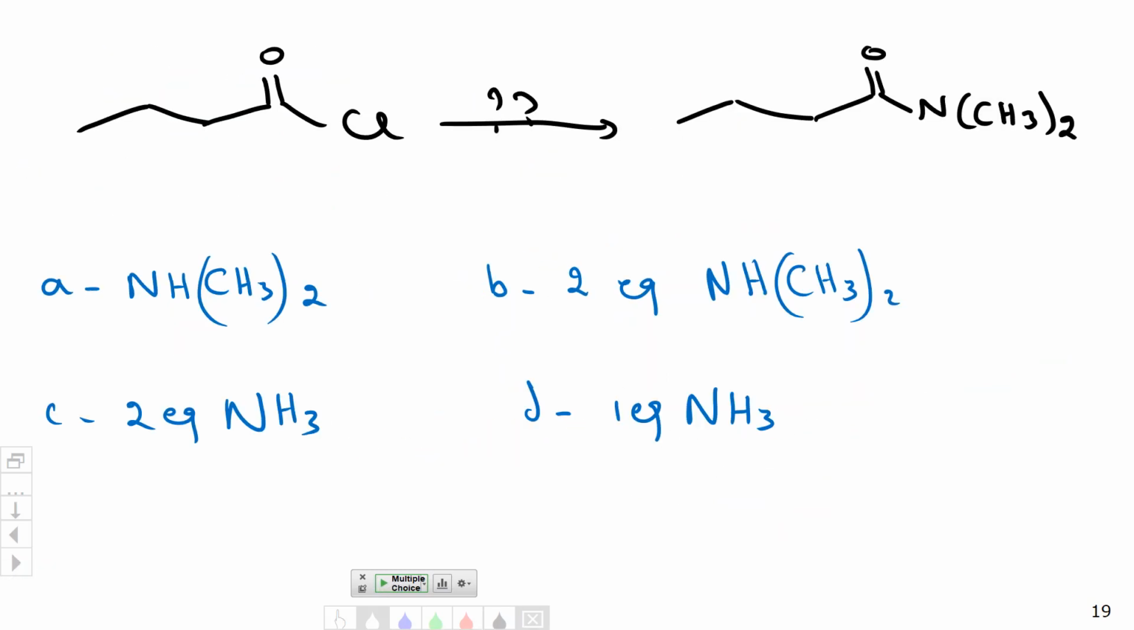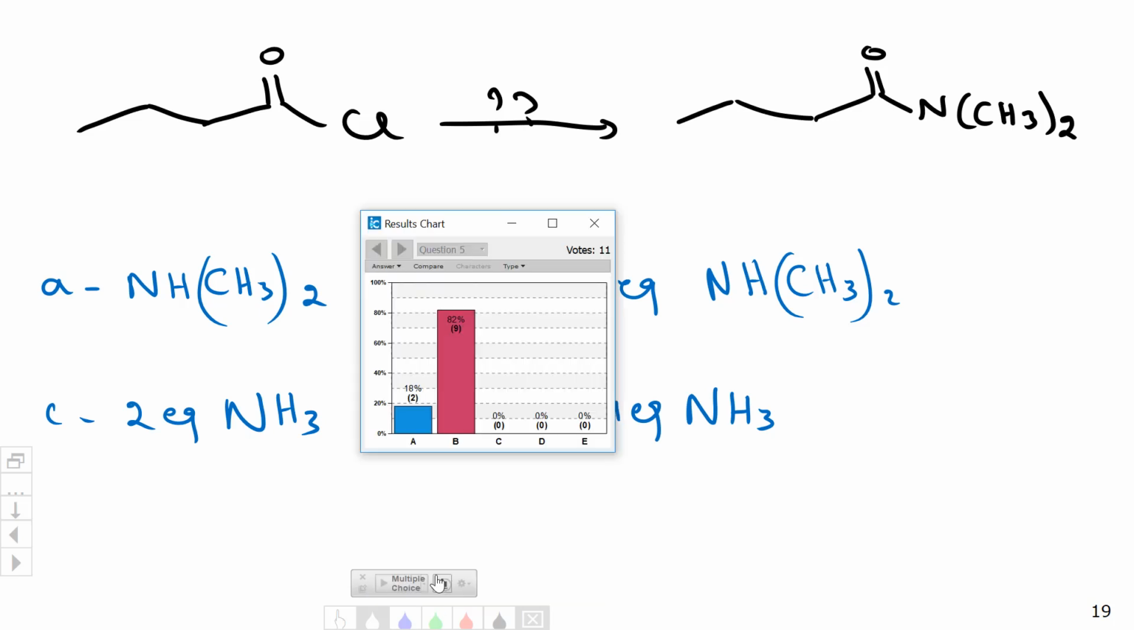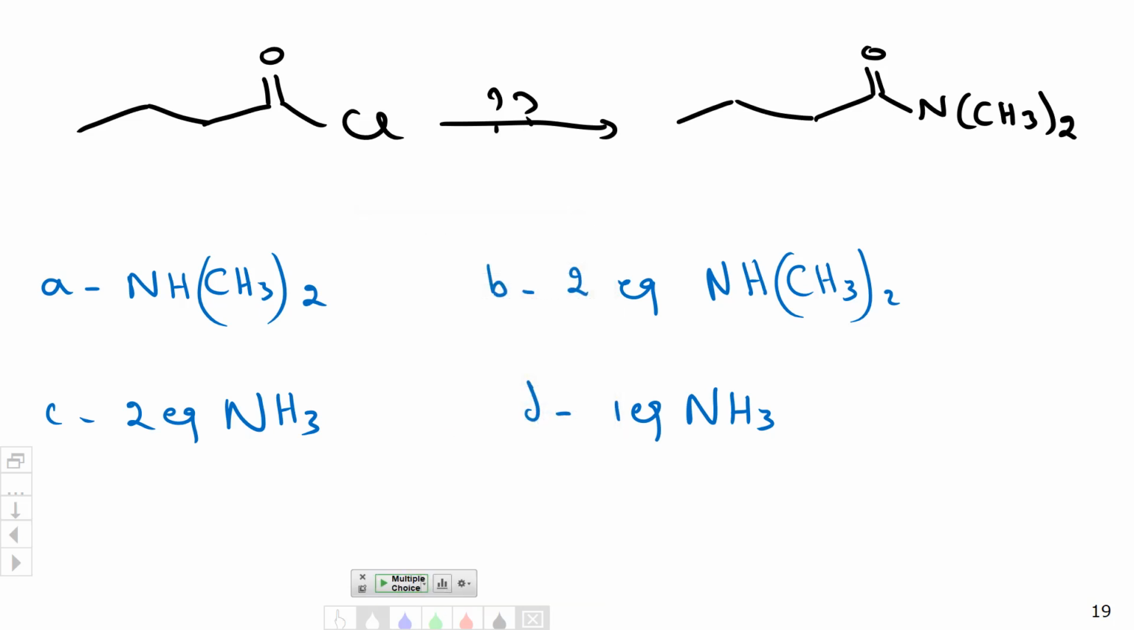Again, the question here is what is the reagent that's needed to accomplish this reaction. So stop the video. B is the right answer. Again, we're starting with an acid chloride, ending up here with the amide.